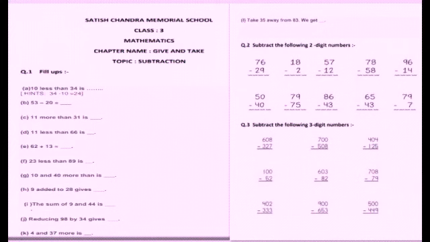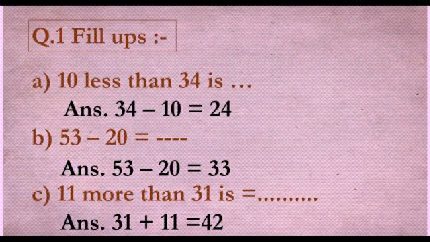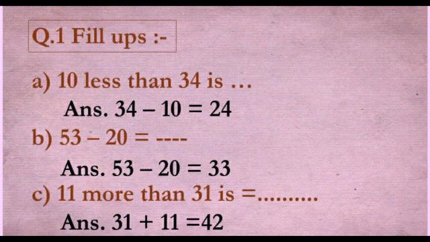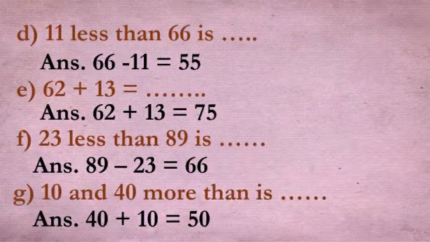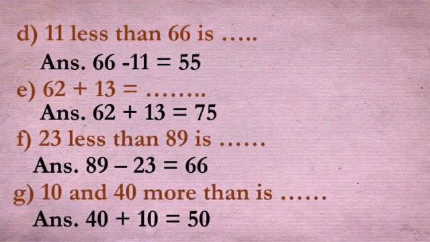Our first question was, 10 less than 34 is. Here you need to follow the trick. The trick is the keyword. Here the keyword is less than, so you need to subtract. If you subtract 10 from 34, you will get 24. After that, this sign indicates subtraction, so you need to subtract. 53 minus 20 is very easy, and you will get 33.